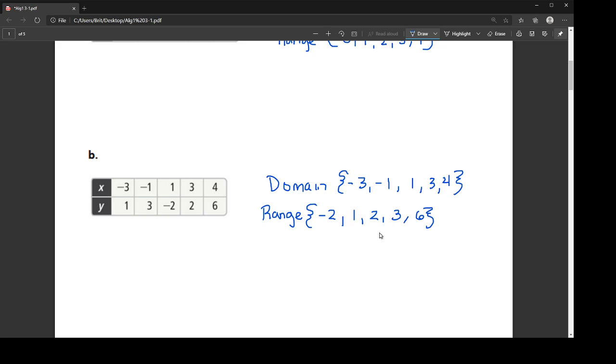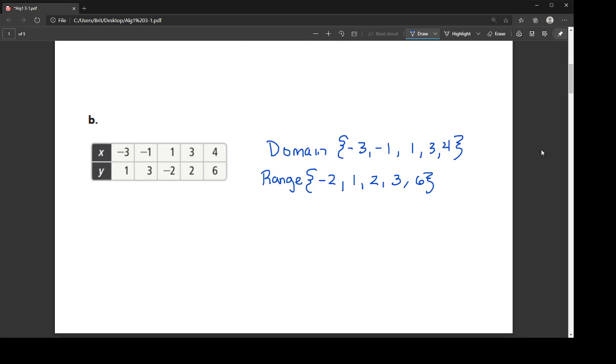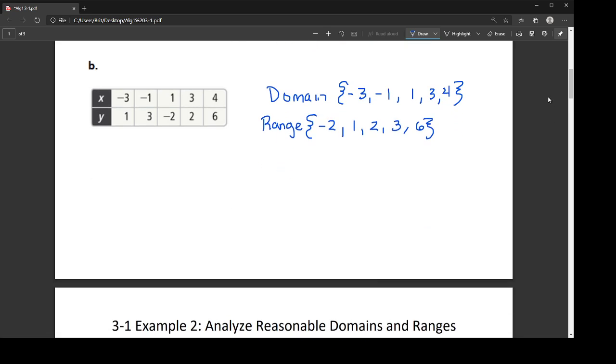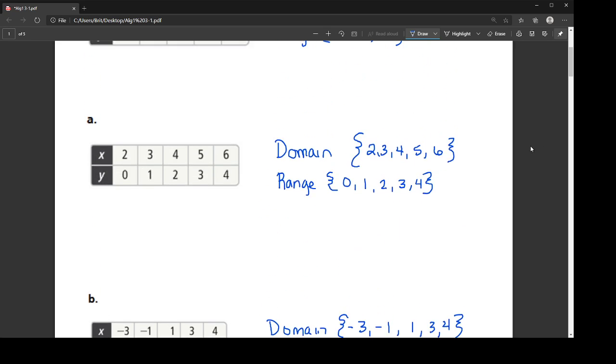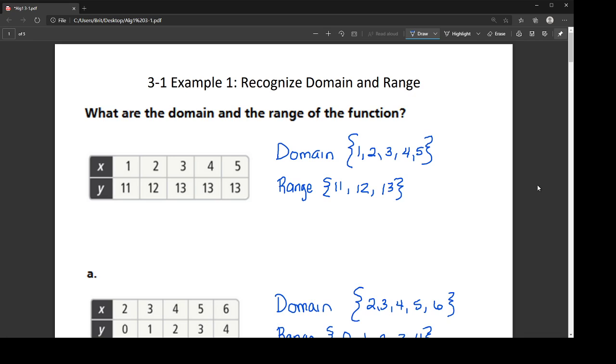So when it's in this kind of set notation, it's hard to tell what number in the range matched with which number in the domain. So that's another reason why they might want to keep it as a table. But there we go. That's identifying the domain and the range of a function.